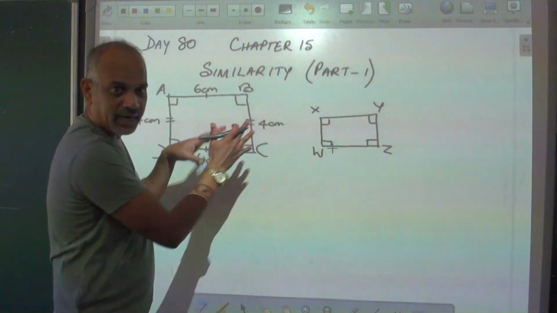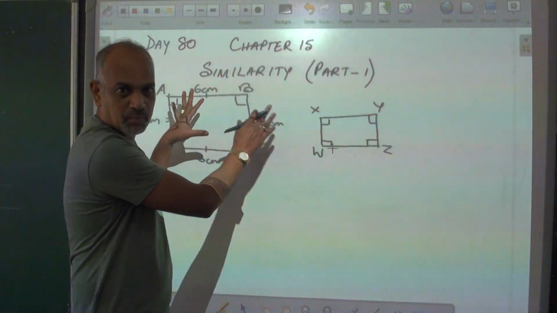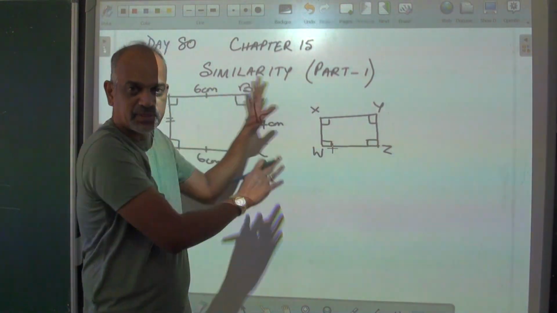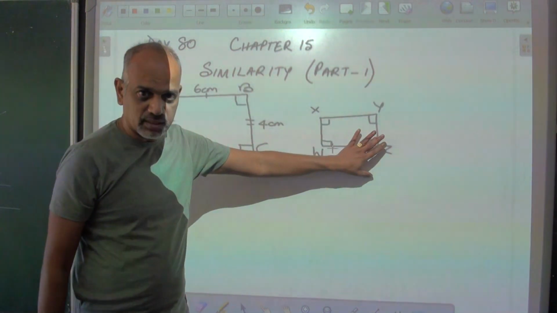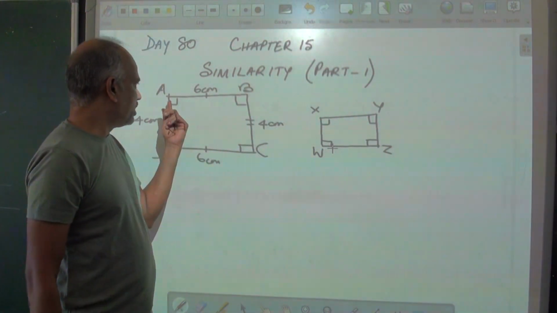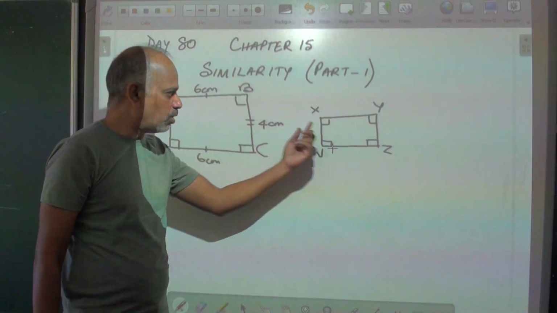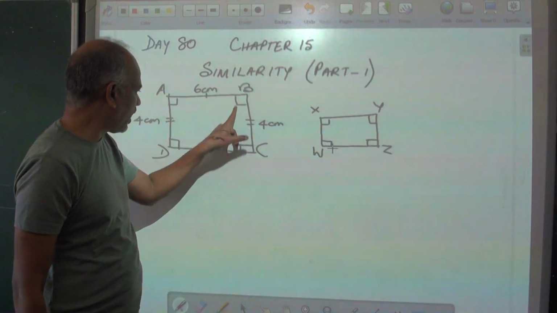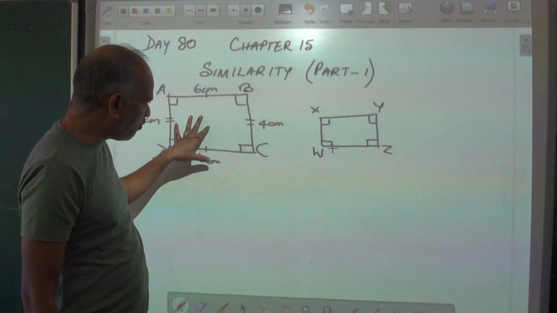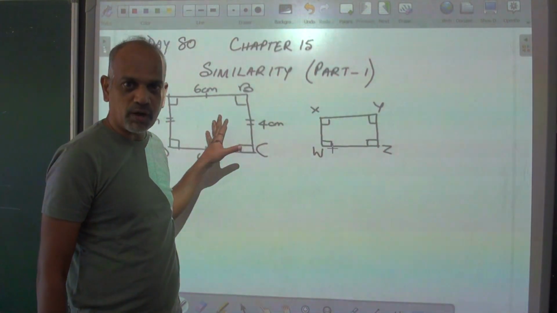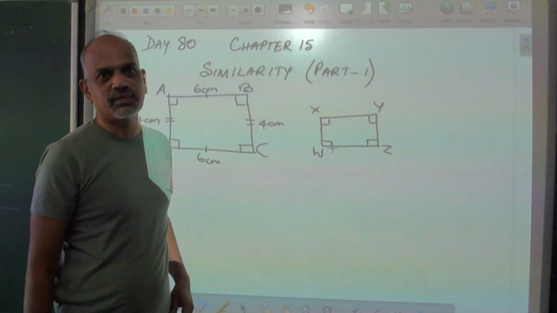Both figures are rectangles, which means the shape is the same. And one figure is big, one figure is small. But the vertex angles in both of them are the same. All four angles are 90 degrees. Here also all four angles are 90 degrees. Therefore, these two figures are not congruent, but they are similar.